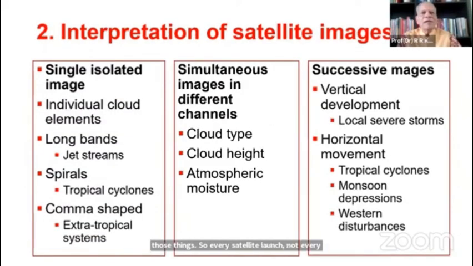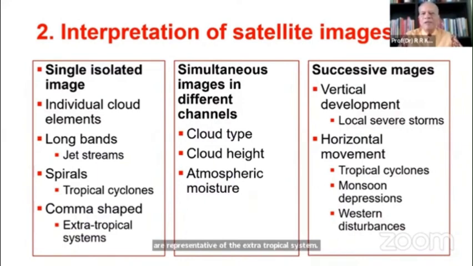If you just happen to look at a satellite image randomly, a single isolated image, the first thing you see is there are bright white spots. So we look at now how satellite images can be interpreted. Sometimes you see long bands of clouds, which are indicative of jet streams flowing in the atmosphere. Sometimes you may see spirals, which will tell you that there are tropical cyclones in the vicinity. You may have a look at the comma-shaped cloud, which is representative of the extratropical system.